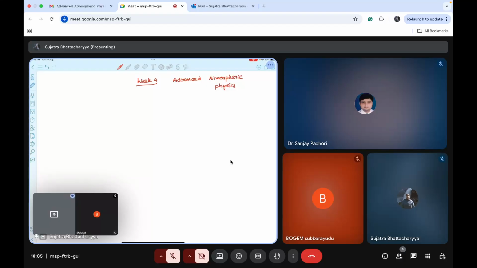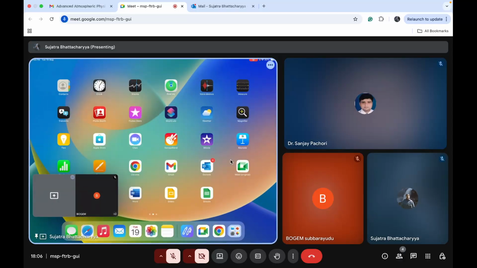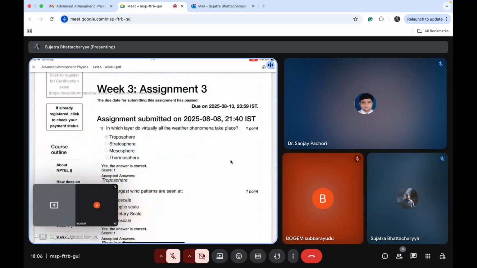I would not say that in assignment 3 there are problems. There are simple one-liner MCQ questions, from what I have seen so far. So let's see. Open up. So this is the week 3 assignment. Okay. The first question is: in which layer do virtually all the weather phenomena take place?